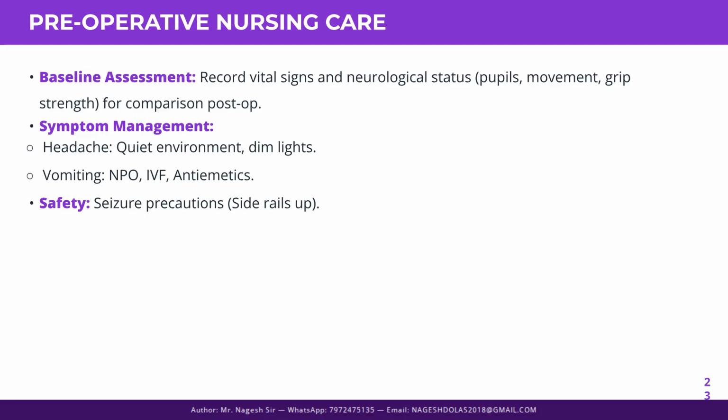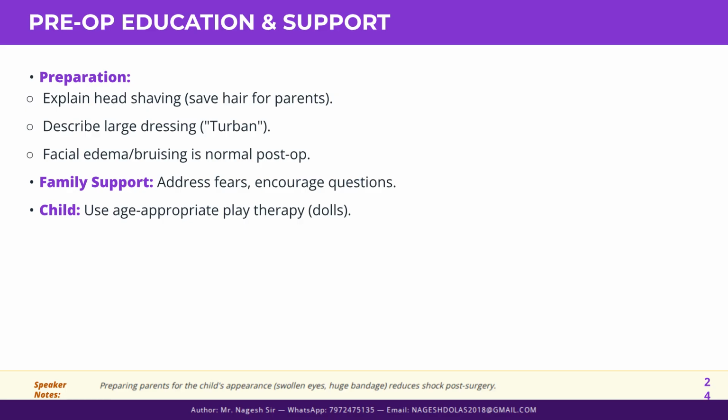Preoperative nursing care involves a baseline assessment of vital signs and neurological status for postoperative comparison. Symptom management includes a quiet, dim environment for headaches and NPO status with antiemetics for vomiting. Safety measures include seizure precautions. Pre-op education includes explaining head shaving and the "turban dressing," assuring the family that post-op facial edema is normal. Family support addresses fears, and age-appropriate play therapy is used for the child.